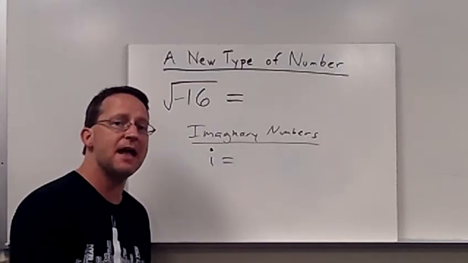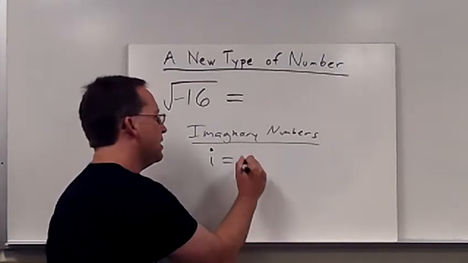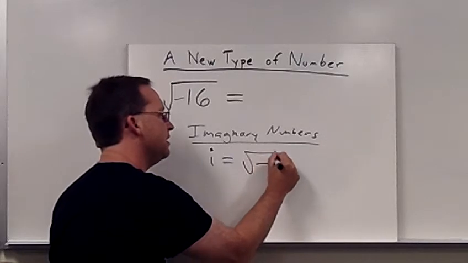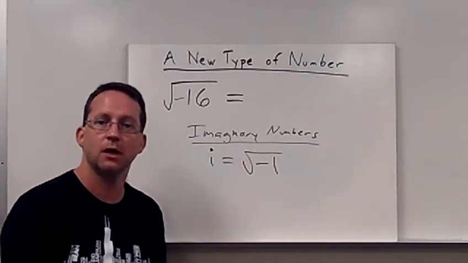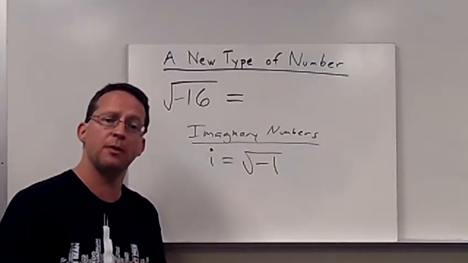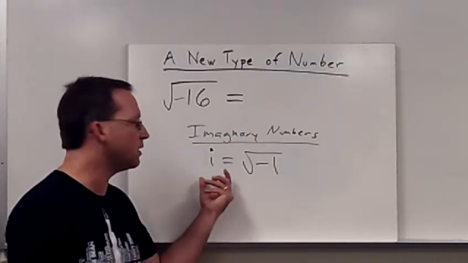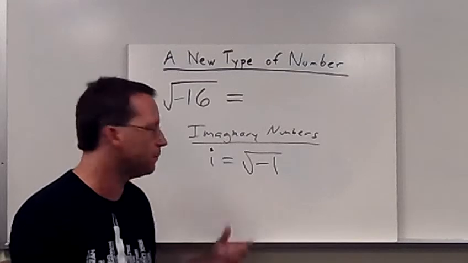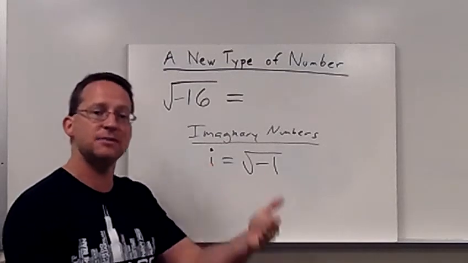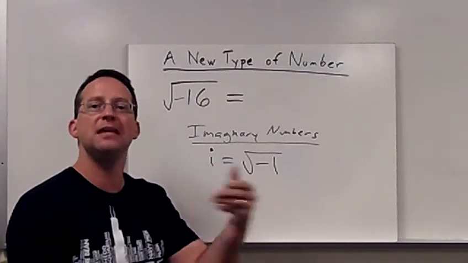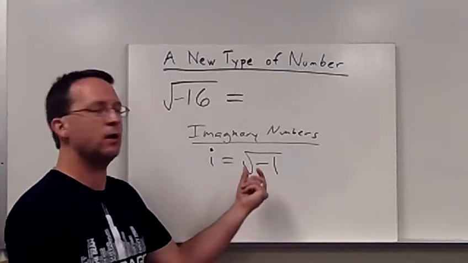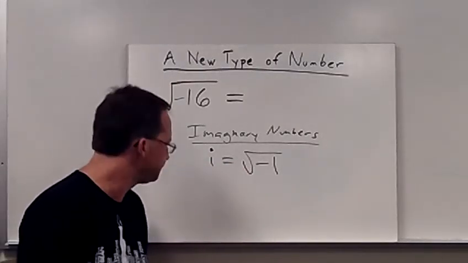We define the imaginary number. We say that i is the square root of negative 1. Right? We don't know a real number that we can multiply by itself to get negative 1. We've created one and called it i, the imaginary number. So if I said i times i, or i squared, would be negative 1. i is the square root of negative 1.